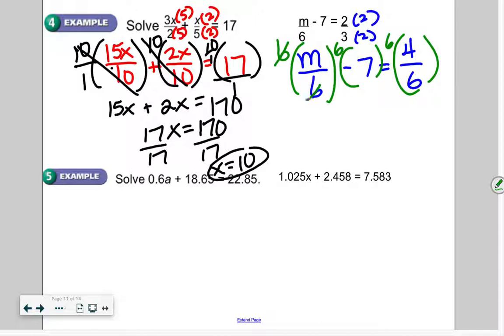So now, these are going to cancel, leaving my m. 6 times negative 7? Negative 42. And 6 times 2/3, again, the 6's are going to cancel, so we have just the 4. Now what? m is going to equal 46.